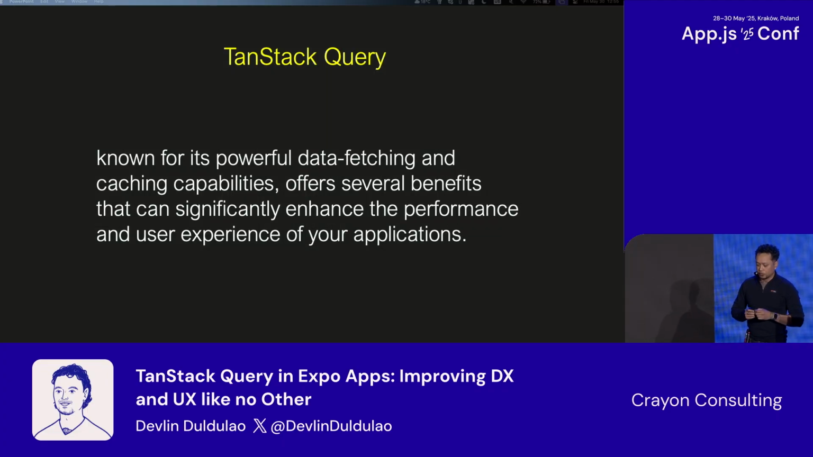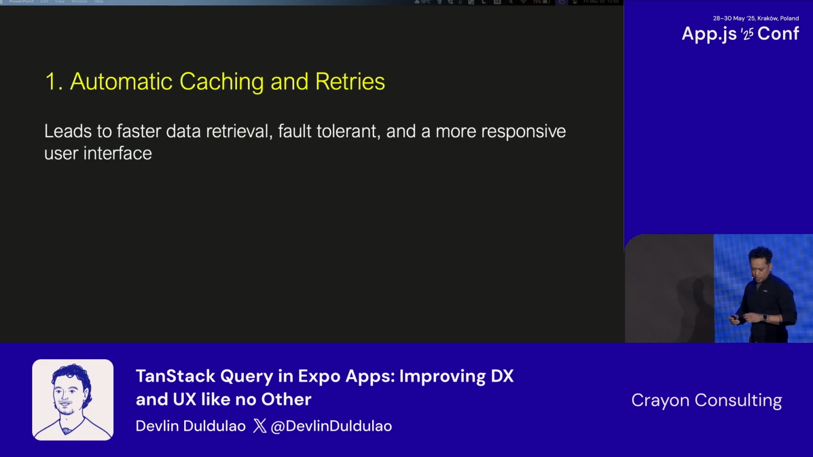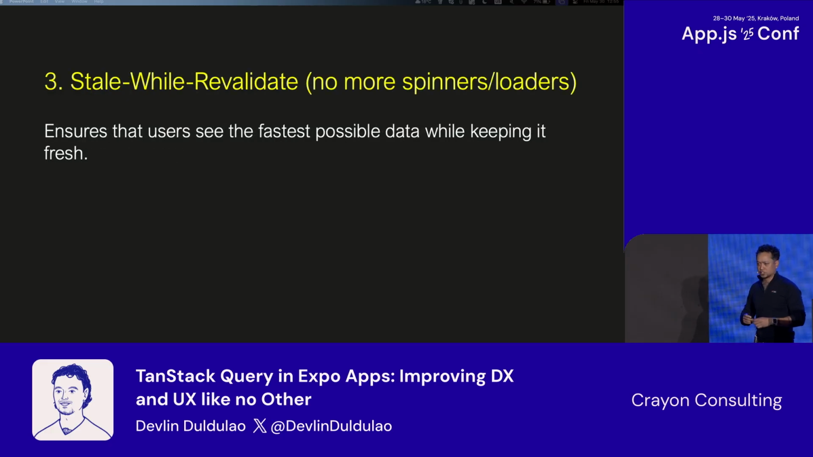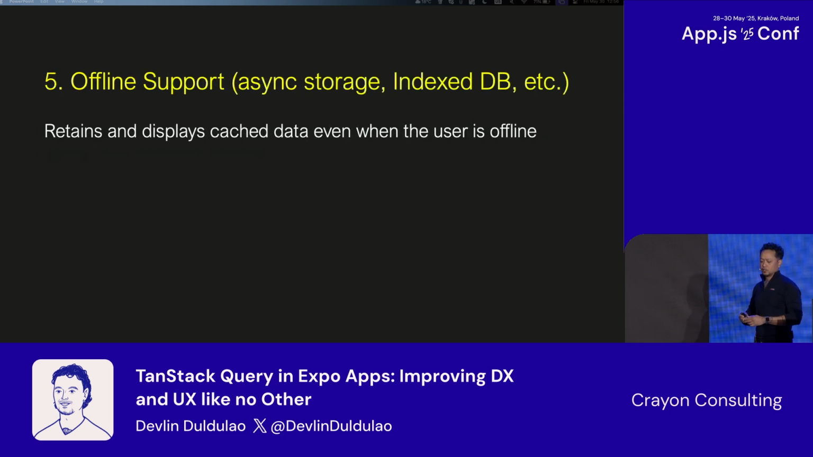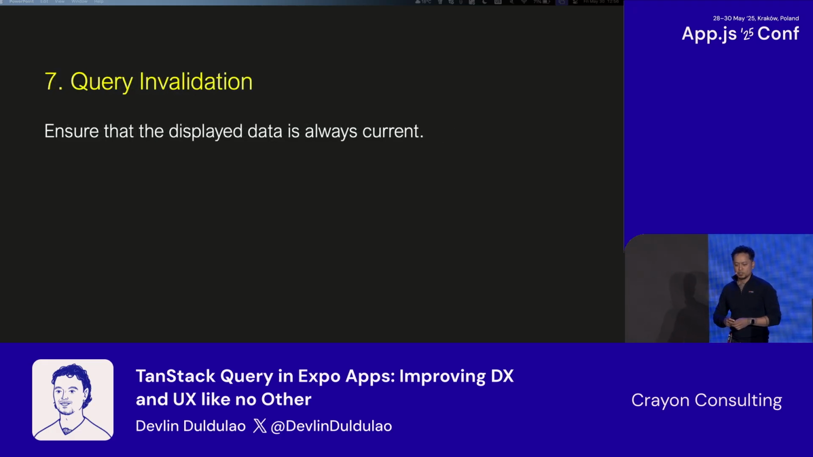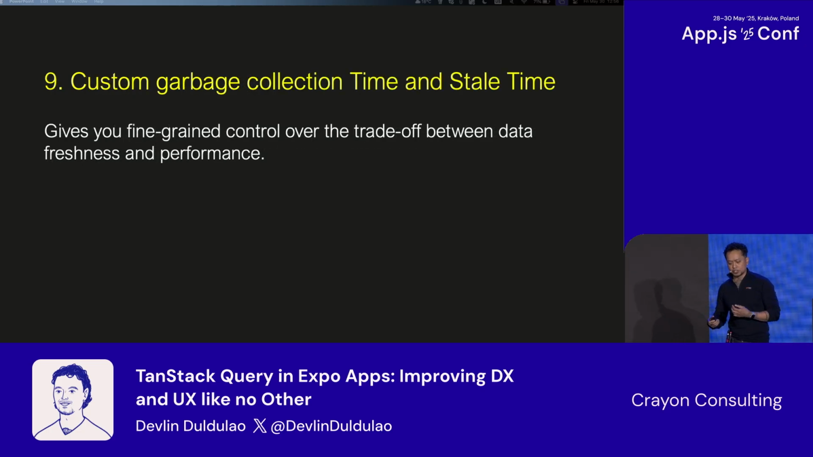Let's take a look at several benefits of TanStack Query's caching mechanism. So we have automatic caching and retries, optimistic updates. Let's skip. Stale-while-revalidate. No more spinners. I'm going to explain this later. Background refetching. What else? Offline support. Prefetching. Query invalidation. Query deduplication. Custom garbage collection time and stale time.